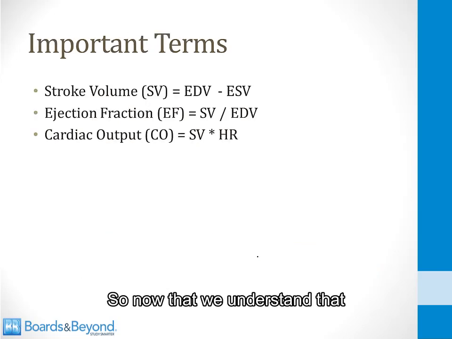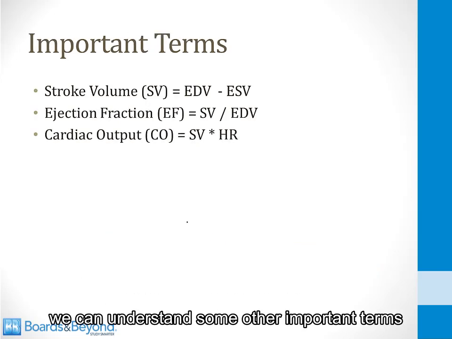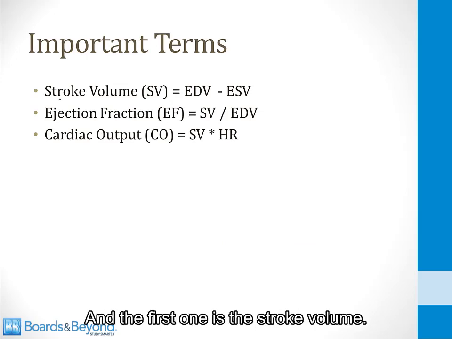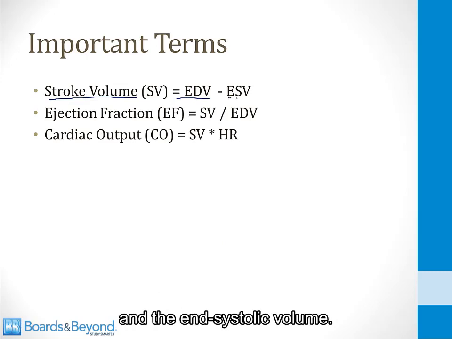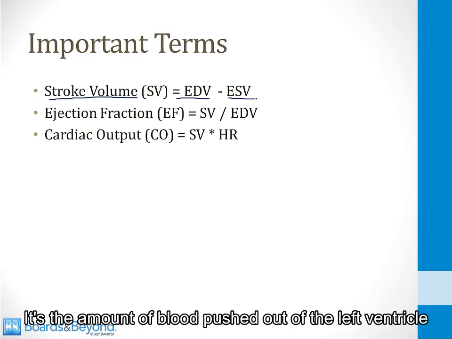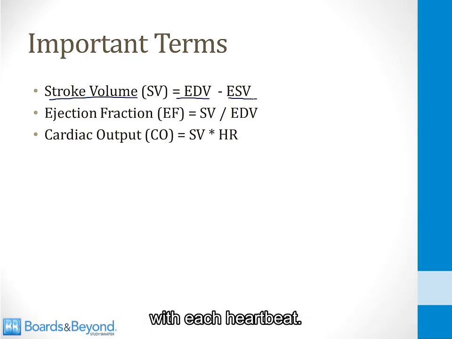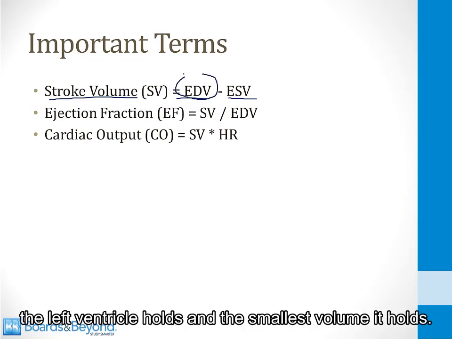So now that we understand that, we can understand some other important terms as related to cardiac physiology. And the first one is the stroke volume. This is the difference between the end diastolic volume and the end systolic volume. It's the amount of blood pushed out of the left ventricle with each heartbeat. It's the difference between the largest volume the left ventricle holds and the smallest volume it holds.